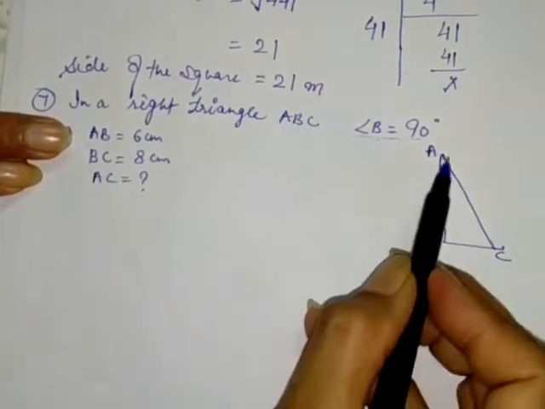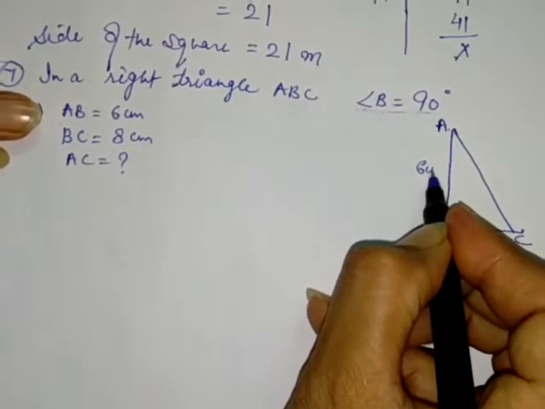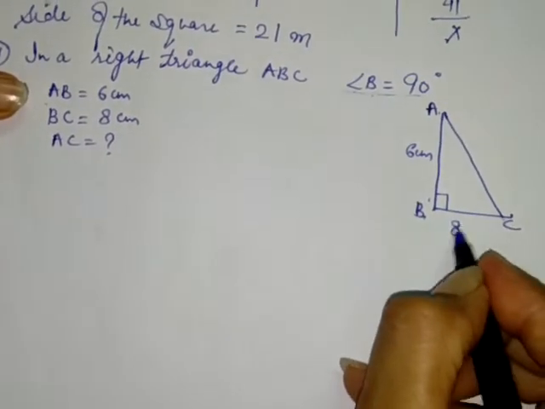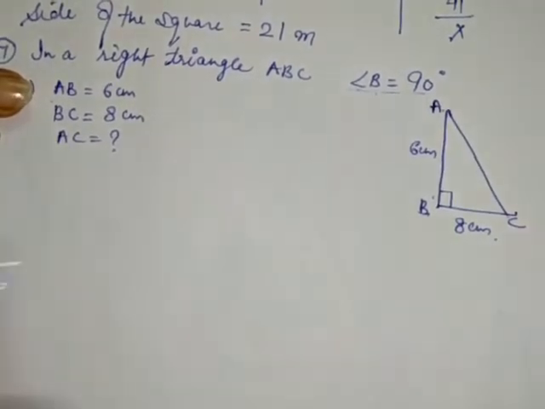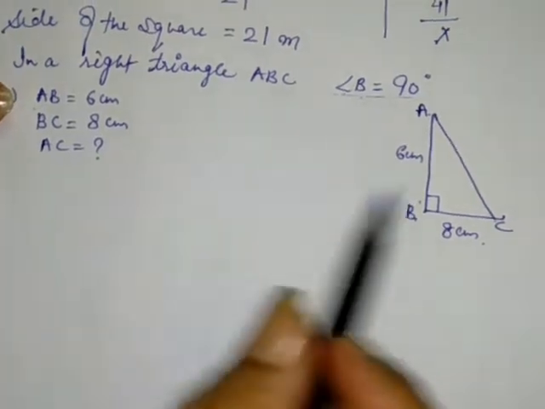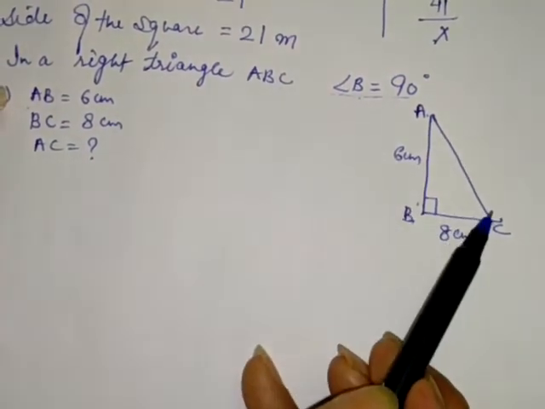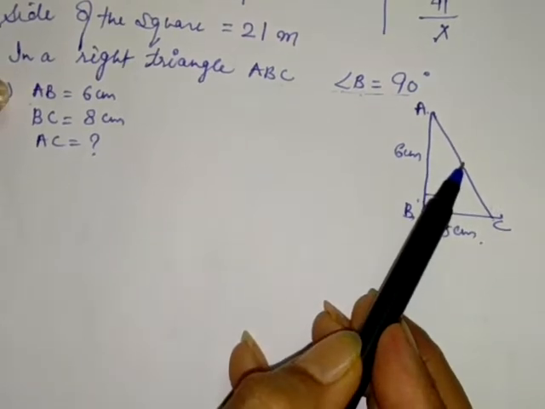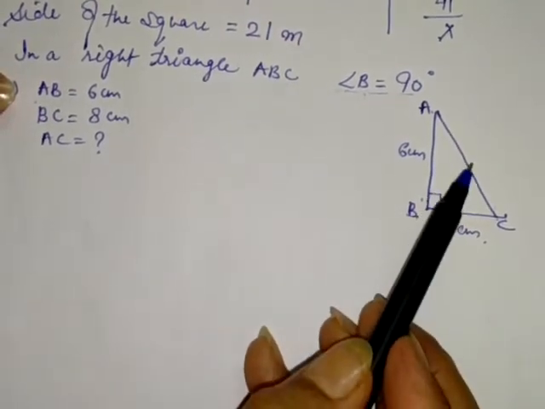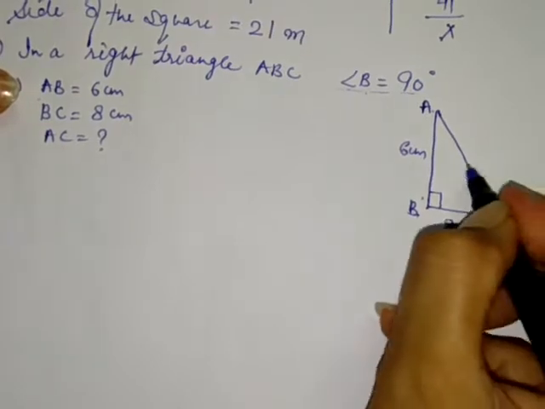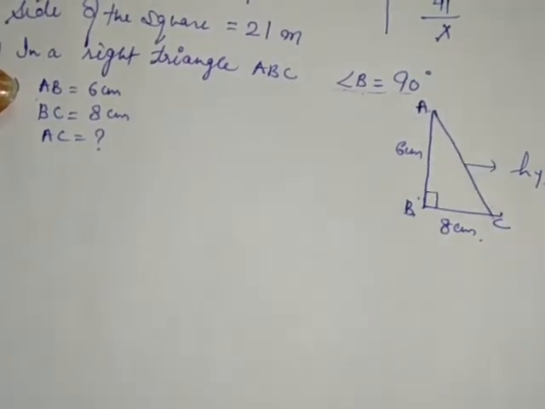Now AB is given to you as 6 centimeters, BC is given to you as 8 centimeters. Now it's a right angle triangle. So the side opposite to 90 degrees, which is that side? That is AC. That is always the longest side. The side opposite to 90 degrees is always the longest side and it is named the hypotenuse.